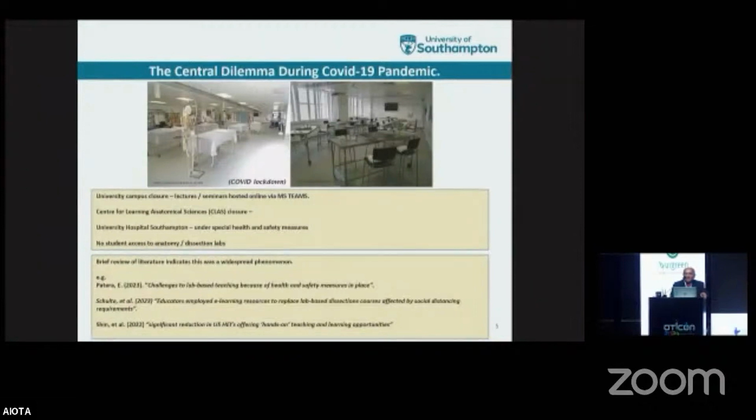Then we come to the dilemma of the COVID-19 pandemic. As you can see here, the university campus closed during the pandemic, and lectures, seminars, and all the tutorials had to be done online. Normally we take our students to the university hospital, and they spend some time in the labs and other things.